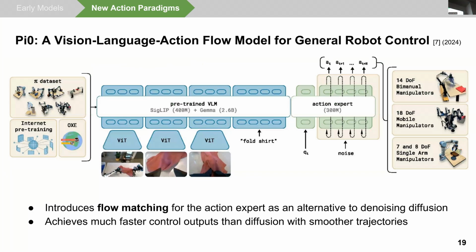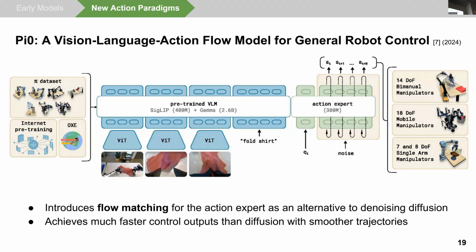And that's where Pi0 comes in. This is a vision language action flow model for general robot control. And this builds on a pre-trained VLM and then adds this 300 million parameter action expert to that model. So for this, they introduce something called flow matching instead of denoising diffusion.